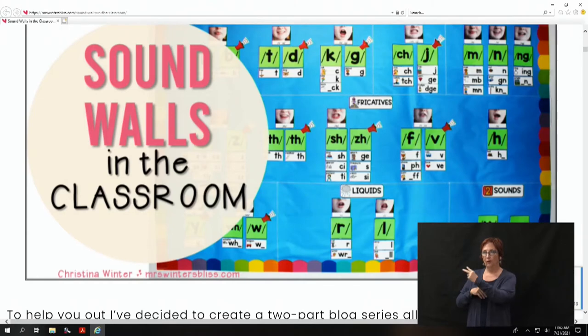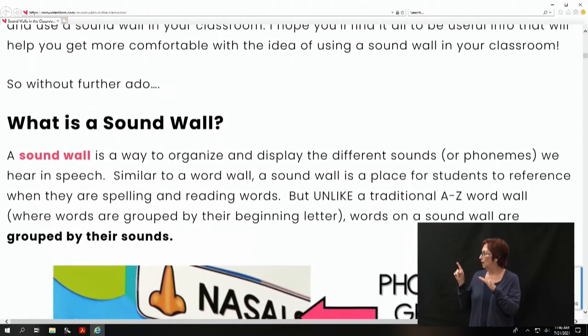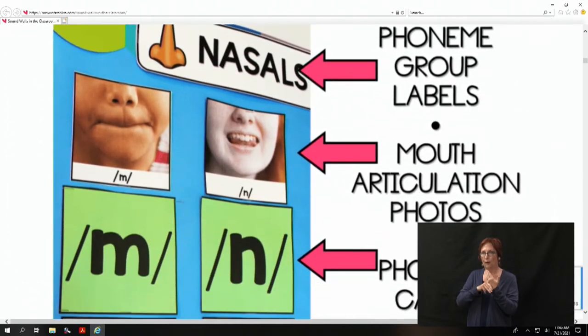If you look up here, Mrs. Winter, obviously, this is basically the Lindamood-Bell LiPS program, and she's obviously had it. And what she has on there is the phoneme group labels, which we don't need to get into, nasals and fricatives. You don't have to put that. But what I love about this is the picture of the kid's mouth and what they're doing.